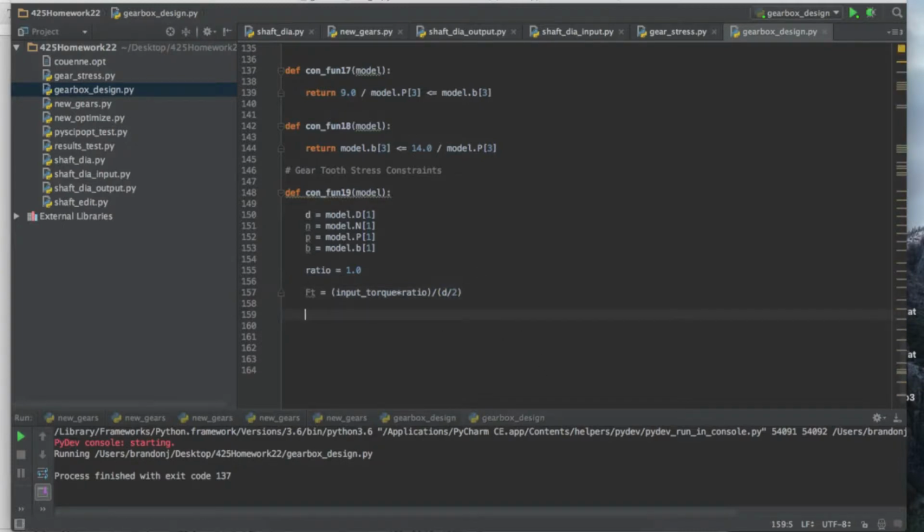Okay, so let's go ahead and define the pressure angle now. Pressure angle is, so we're going to use this degree to radian function provided by NumPy to convert from 20 degrees to radians, because that's what we use in physics. We use radians.